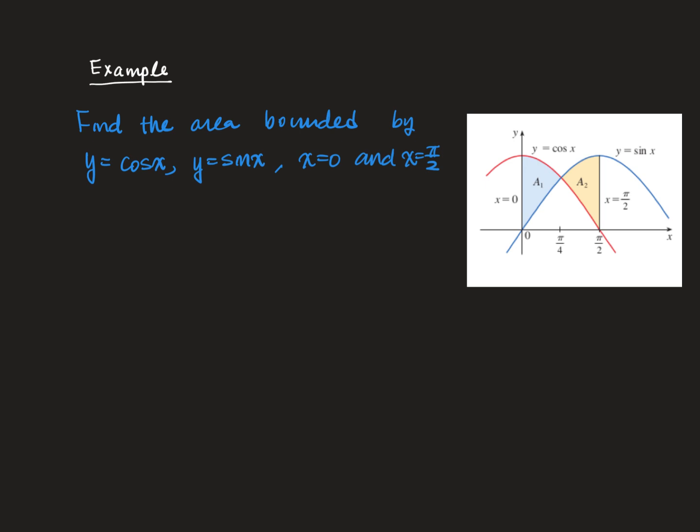Let's see this example. Find the area bounded by y equals cosine x, y equals sine x, x equals 0, and x equals pi over 2. Here is the cosine graph, and the blue one is the sine graph. For this area, A1, cosine is the upper curve. For A2, sine is the upper curve. You have to find when they meet, so the first thing is to find the intersection point.